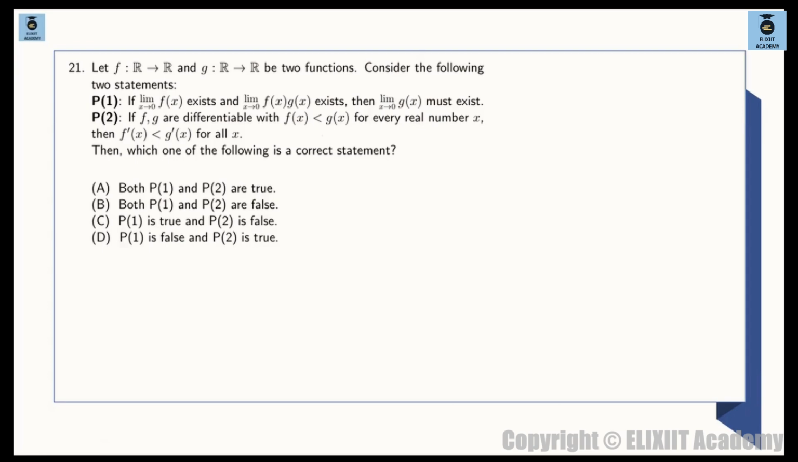Okay, so let's look at the first one. If limit x tends to 0 of f(x) exists and f(x) into g(x) will also exist, then it says that limit of g(x) must exist. Now this is not guaranteed. The reason being, you can prove this using a counter example. Suppose limit x tends to 0 of f(x) exists, meaning suppose this limiting value is 0, let's say. Okay, at 0 plus it gives 0, at 0 minus also this is giving 0. Now g(x), whatever you choose, suppose limit of g(x) is not existing only.